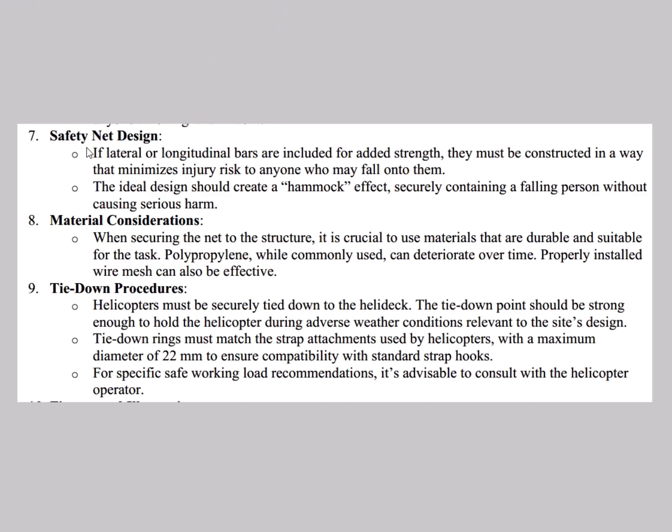We can see this safety net design. If lateral launch boards are included for added strength, they must be constructed in a way that minimizes injury risk to anyone. Actually, if you see this safety net design, it should create a hammock effect, not a trampoline effect. Hammock effect means it should securely contain the falling person without causing serious harm to them. It should not have a bouncing effect. Material consideration: whatever material we are using should be durable and suitable for the task, and polypropylene, which is commonly used, can deteriorate over time. Properly installed wire mesh can also be effective.